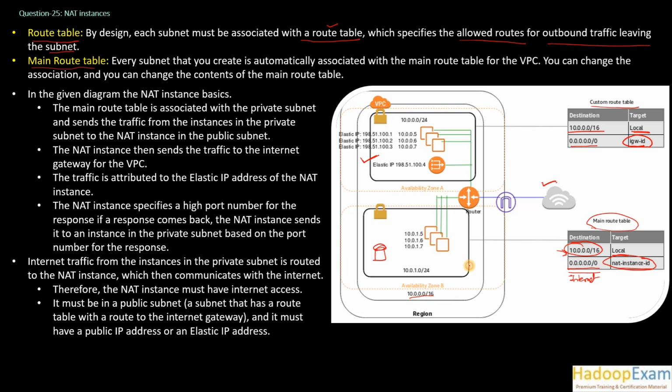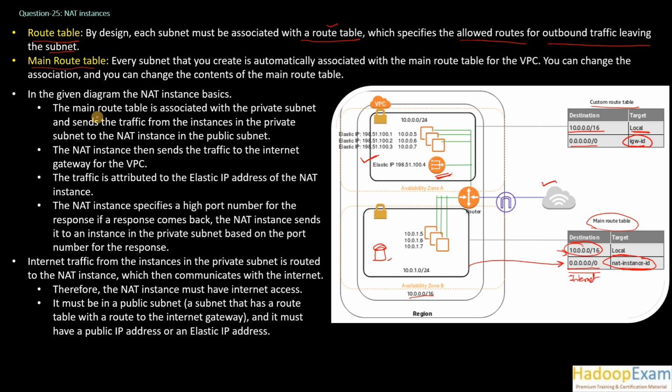Any request you are sending from this subnet to the internet first goes to the NAT instance on this host. Basically this is your NAT instance, and from the NAT instance it would be translated and sent to the internet gateway via the router. So that is the network address translation. Any response coming back would come to the NAT instance, and the NAT instance will transfer this response back to this subnet.